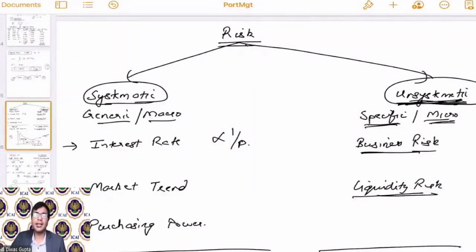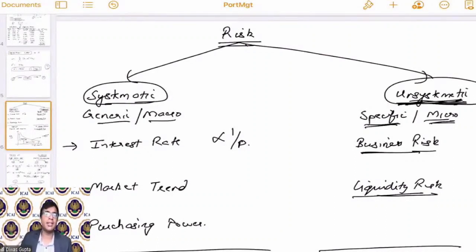So systematic factors are those factors which are more generic, which are more macro in nature. For example, the interest rate, which is inversely proportional, because interest rate will influence all the prices in the market, for all the shares, for all the bonds, for everything. Similarly, market trend, if it is a bullish or bearish trend, and the purchasing power, which is nothing but the inflation.